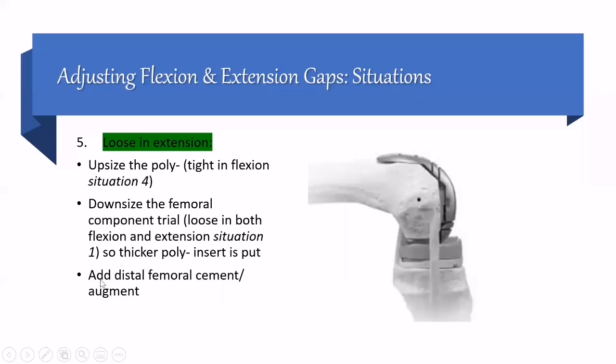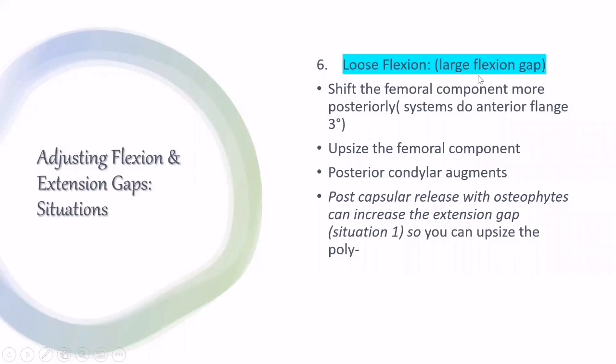And the final thing is to add distal femoral cement if it is less than 5 millimeters, and augments in cases of severe bone loss or in revision surgery. The sixth situation is when you have a large flexion gap, which means loose in flexion. Shifting the femoral component more posteriorly in some systems, as we said, permits an anterior flange of 3 degrees. And upsizing the femoral component is one of the good solutions in treating a large flexion gap.